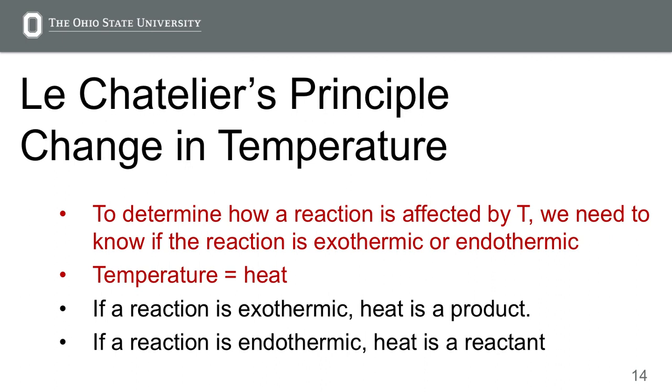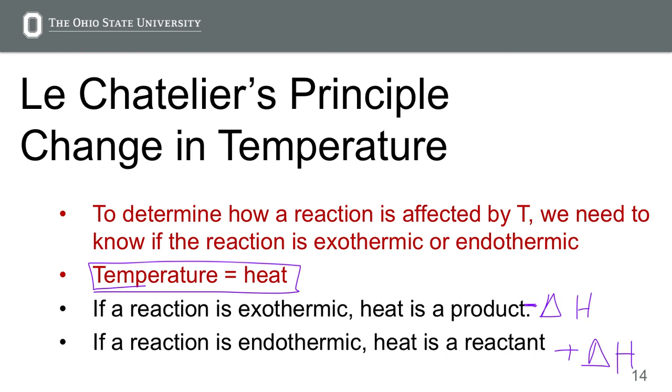Okay, so changing temperature. To determine how a reaction is affected by the temperature, we need to know if a reaction is exothermic or endothermic. And so we're going to be thinking about temperature as heat. If a reaction is exothermic, recall that it gives off heat. What's the sign of delta H on that? Negative, yep. So we have a negative delta H. If a reaction is endothermic, heat is a reactant, and it's a positive delta H.